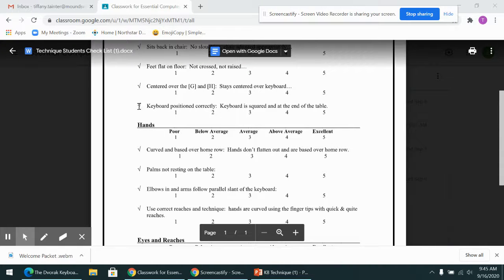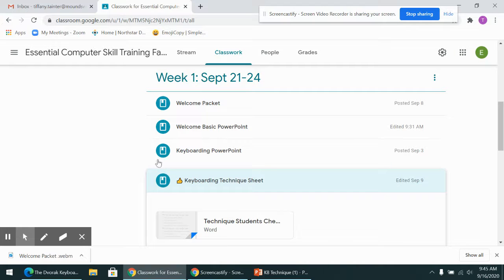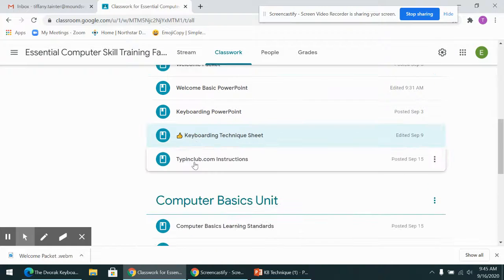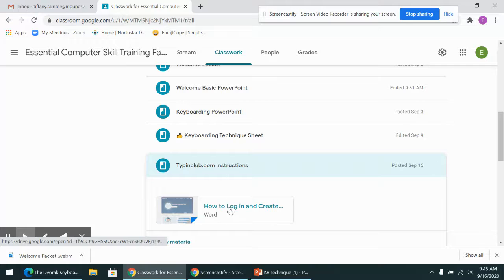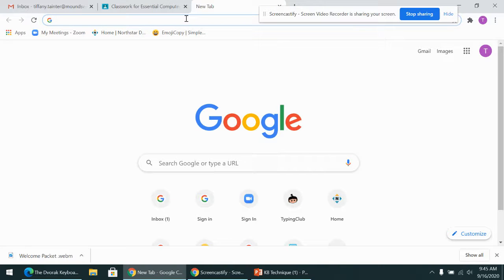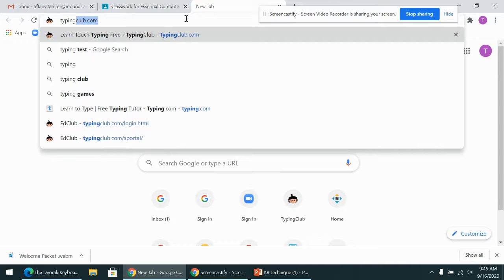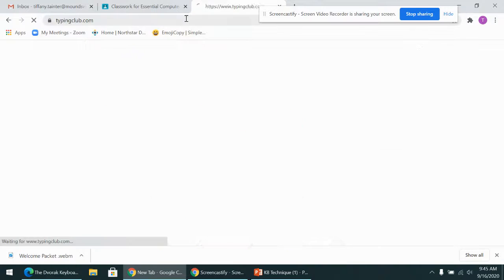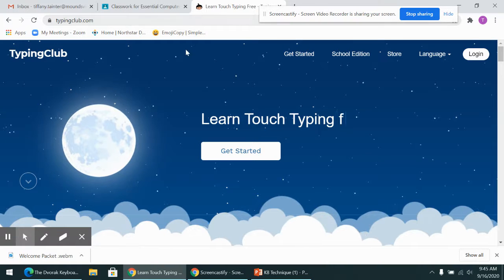Then in addition, I'm going to come back to our classwork. We are going to get to typingclub.com. These are directions on how to create an account, but I will also show you this on the video. So it says open a browser and type typingclub.com. I am just going to open up a new window, and notice when I start typing, it comes up. So I'm just going to hit the enter key because it'll bring me there.